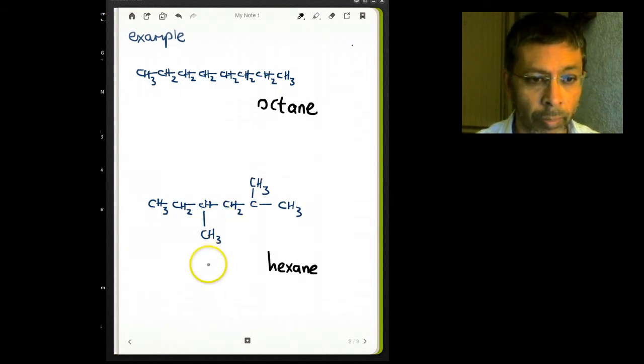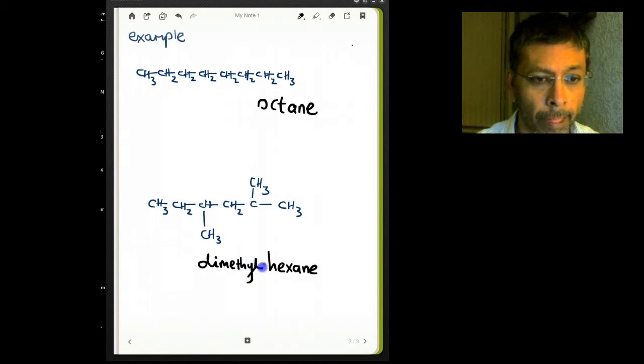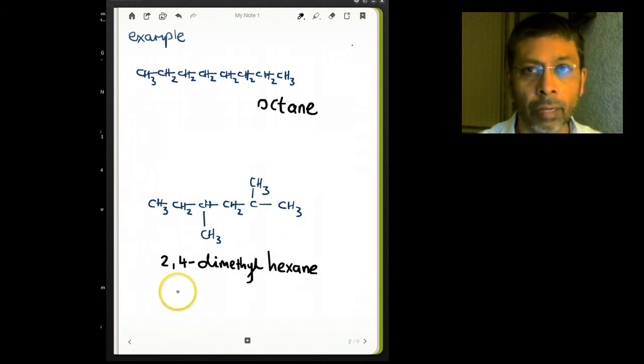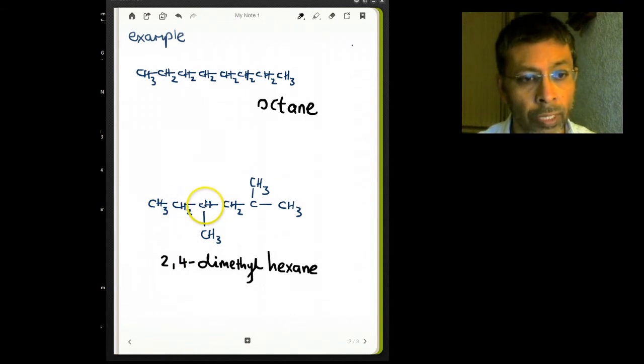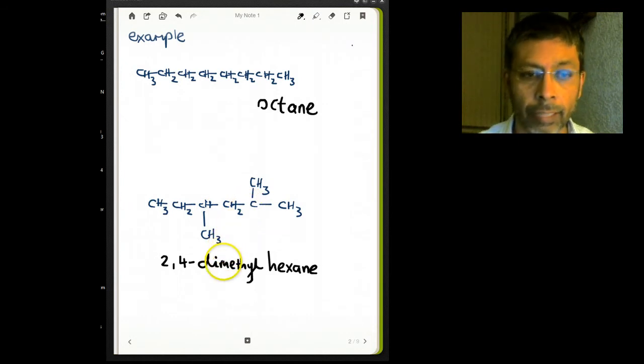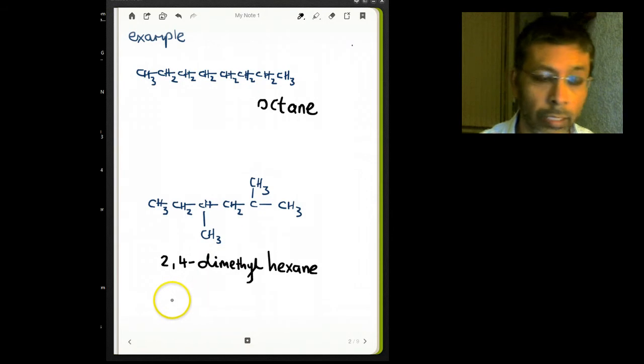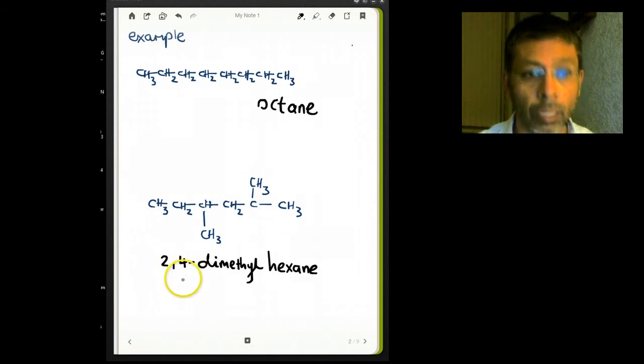So let's just put dimethyl first. Dimethyl. So just trying to name it backwards. And it's 2 and 4. So 2, 4, dimethyl hexane. If you tried to name it the other way, it would be 1, 2, 3, 4, 5. It would be 3, 5 dimethyl hexane. And 3 and 5 add up to 8. 2 and 4 add up to 6. So you must go with the smallest sum, the smaller number. Right, that's 2, 4 dimethyl hexane.